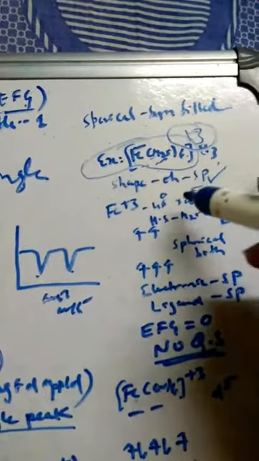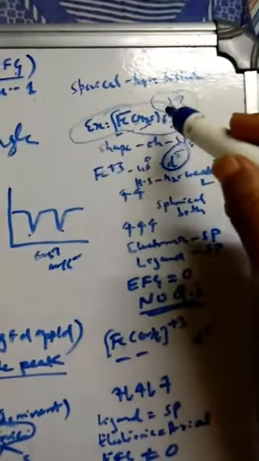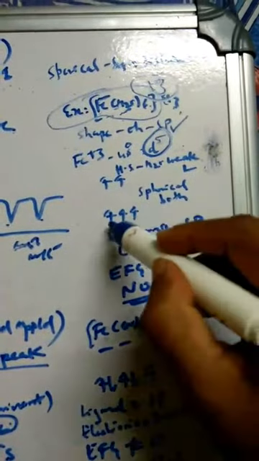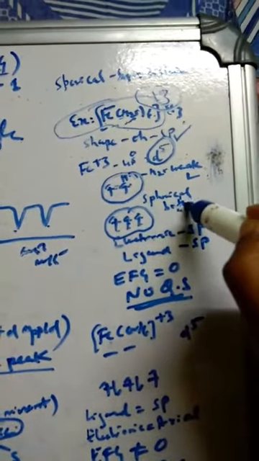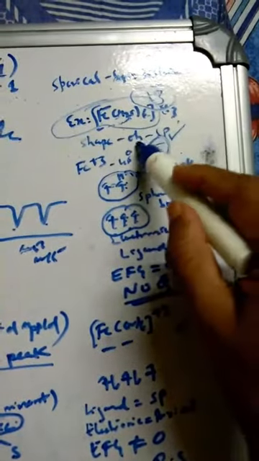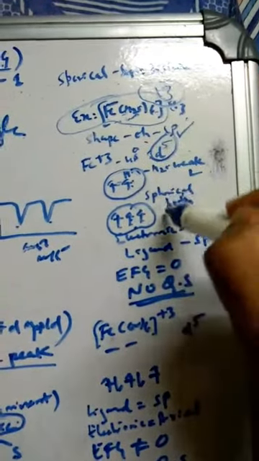Plus 3 means what? 4s0 3d5 system, that is a d5 system. The aqua molecule is a weak field ligand, so it will go to high spin. High spin means 1 2 3 4 5. Now you see, here exactly 2 and here exactly 3 are filled, so it is spherically filled both ways. Electronically it is spherical, and the ligand is also spherical, octahedral structure. So both are spherical, which means the electric field gradient is 0 in this complex.